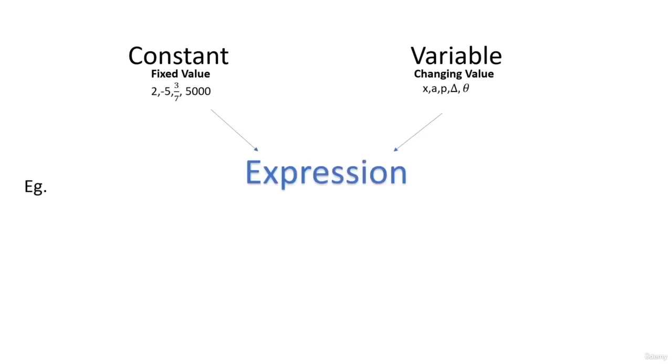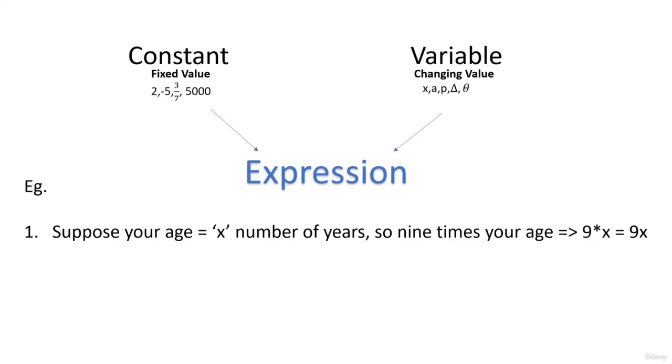I'll demonstrate how. Suppose your age is x number of years, so 9 times your age is 9 multiplied by x. x being a variable, 9 being a constant, their combination gives you 9 times x, that is 9 times your age. Similarly, if I say 4 more than 9 times your age, 9x was 9 times your age, and 4 more than that means plus 4. So 9x plus 4 is 4 more than 9 times your age.